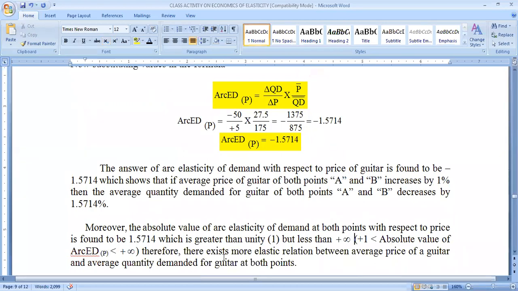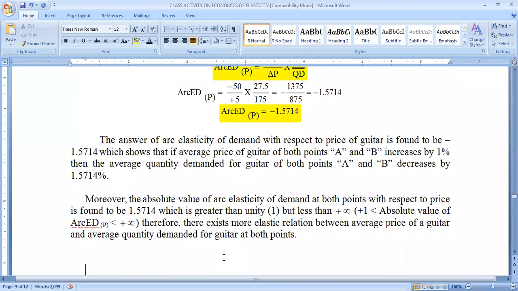But it is greater than plus 1. Hence, there exists a more elastic relation between the average price of guitar and the average quantity demanded for guitar at both points, right? So this is the interpretation of our answer. Here question number 6 is answered.